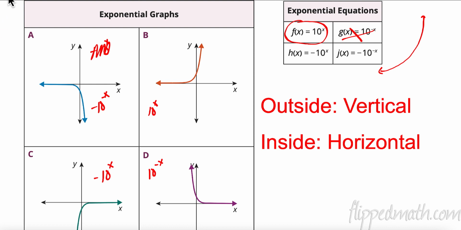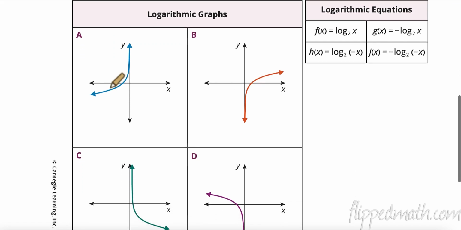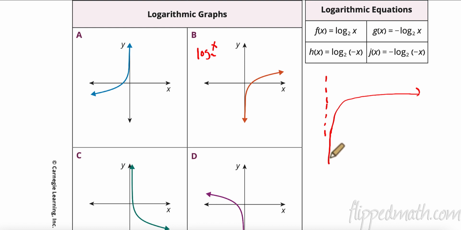Awesome. Now we're going to do the same thing on page 607 with our logs. Remember, a log has a vertical asymptote, so it approaches something and then it slowly rises and goes much further that way. If this is log base 2, it's going to be here, so log base 2 of x. This one is a negative on the outside, so it's going to flip it up. If this flips up, which one would that be? That looks like this right here, so negative log base 2 of x.